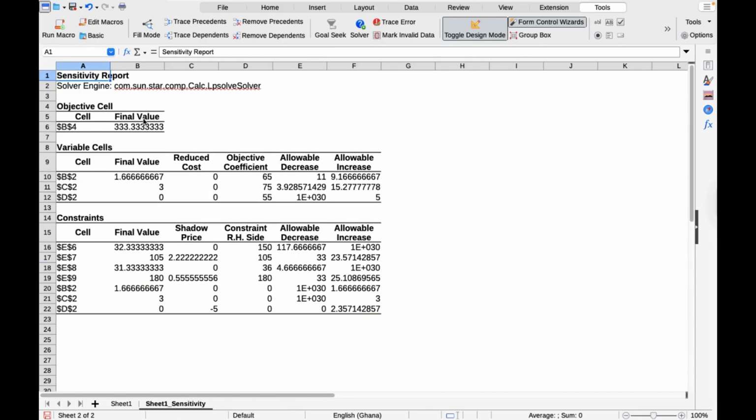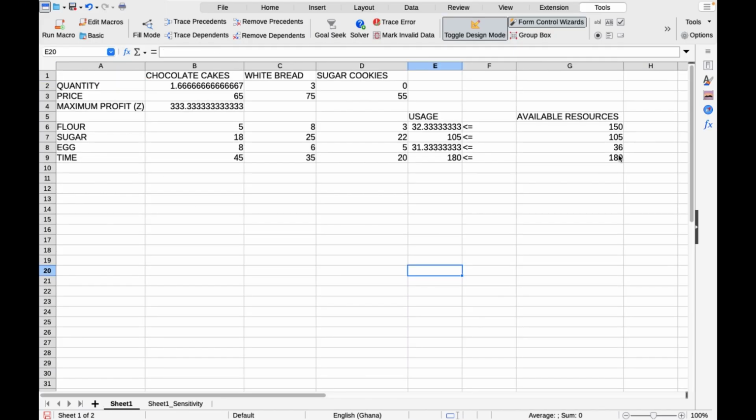So yeah, and these are sensitivity reports. So you can see our final, these are cells. For the one that I'm using, I'm not using Excel. So here, the names are not there. But when you're using Excel, you see the names, everything will be here. Yeah. So this is a sensitivity report. And then this is the profit, the 333.33. This is our profit.